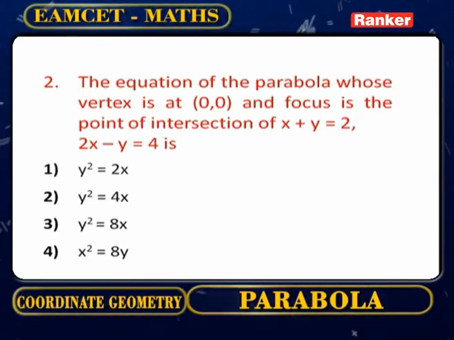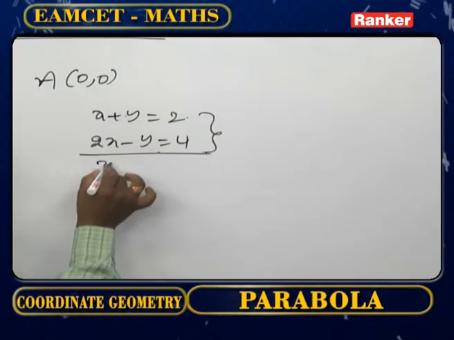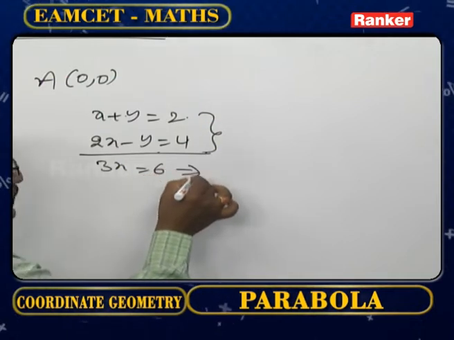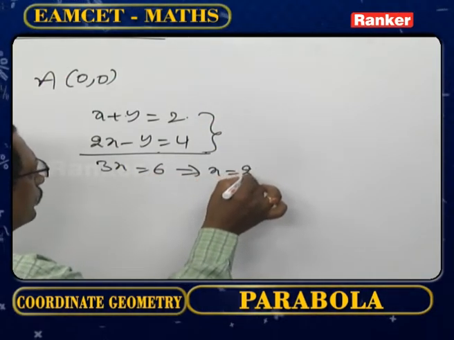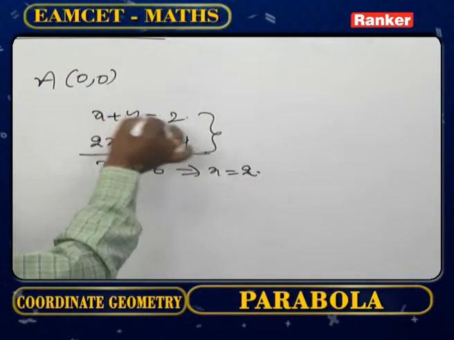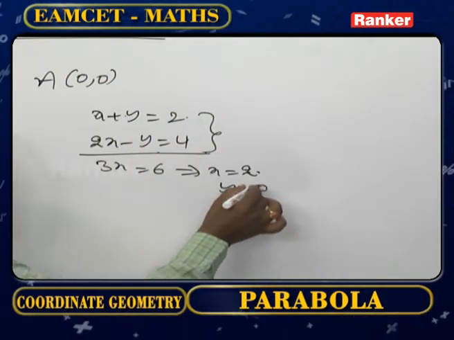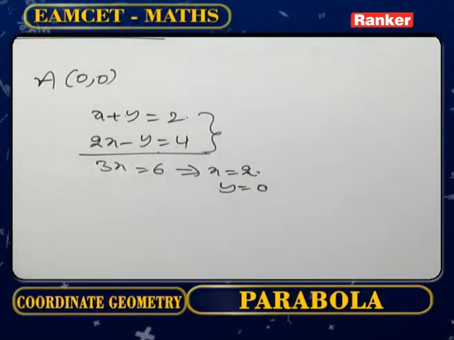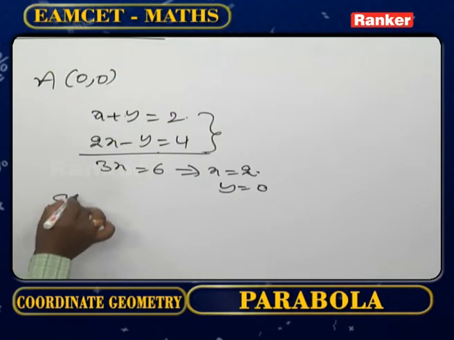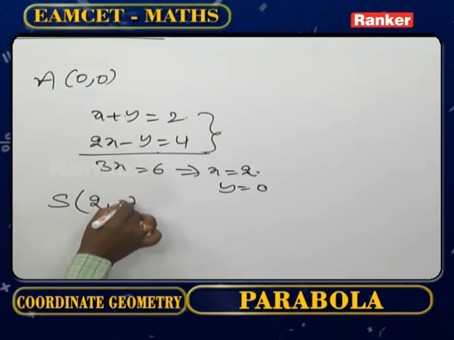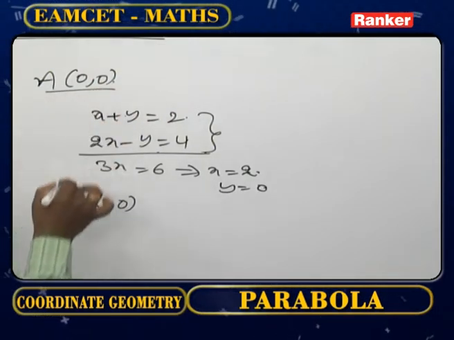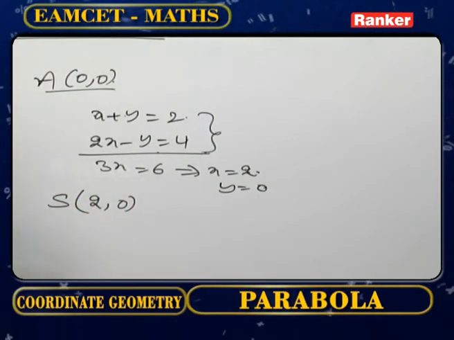Adding both equations we get 3x = 6, which implies x = 2. Substituting in either equation, we get y = 0. So the focus of the parabola is (2, 0). Given vertex (0, 0) and focus (2, 0), we need the required equation of the parabola.